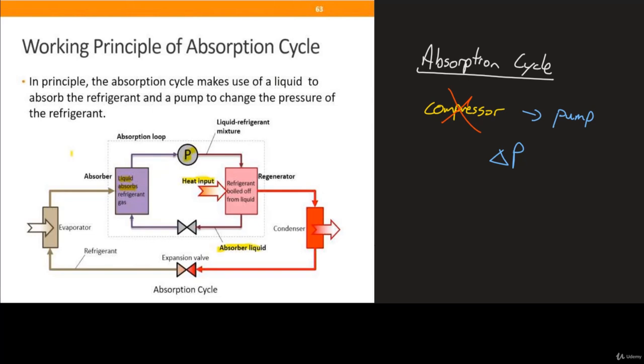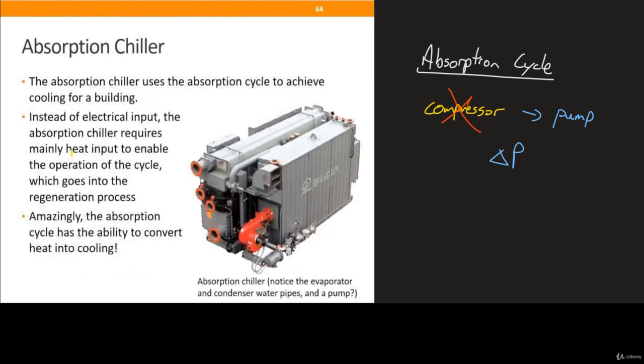So the main energy source is actually over here, the heat input, rather than electrical input. So what kind of heat input can we use? Instead of electrical input, heat input is being used. Amazingly, this cycle is able to convert heat into cooling. You may ask, where does the heat come from?